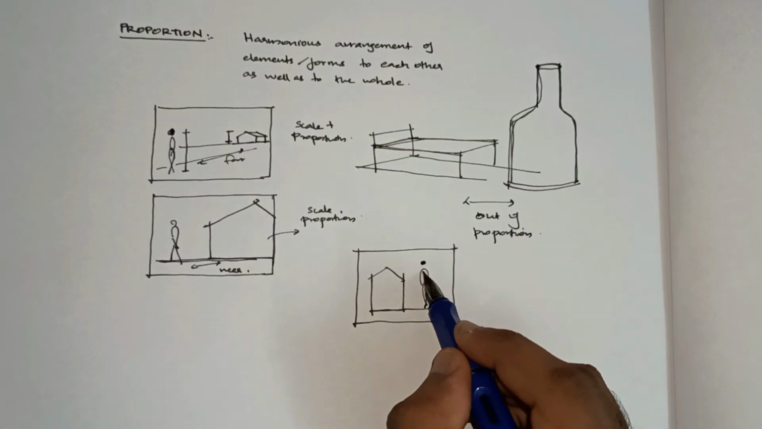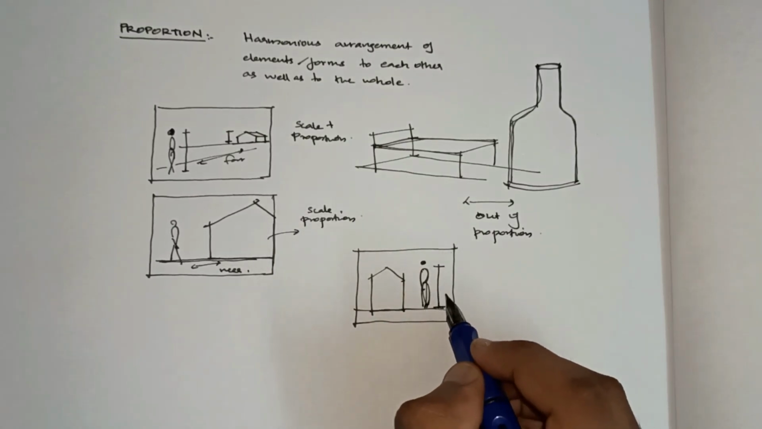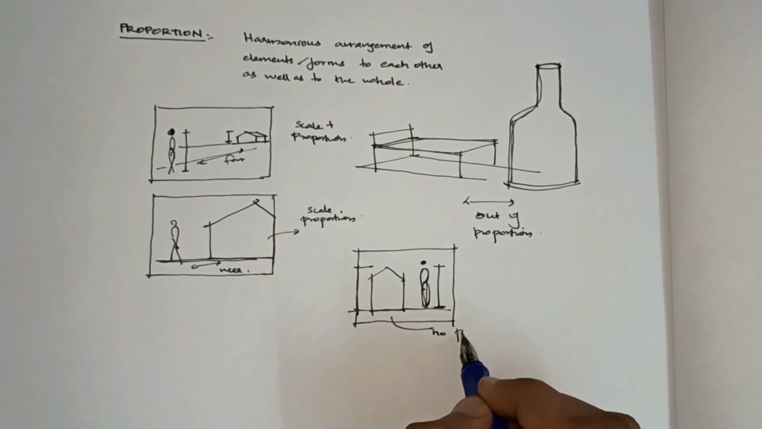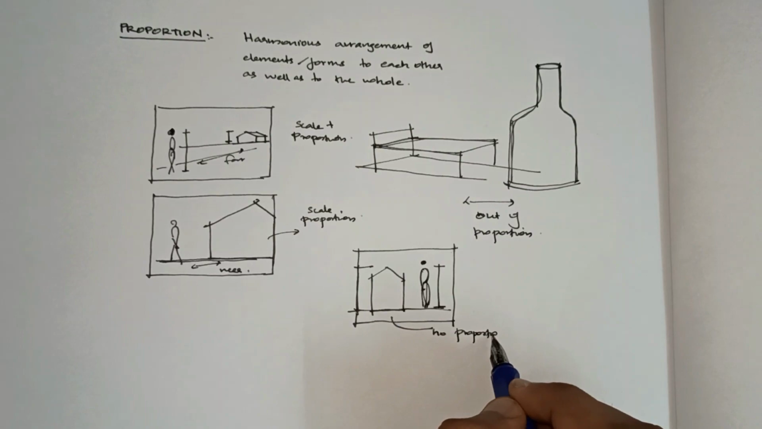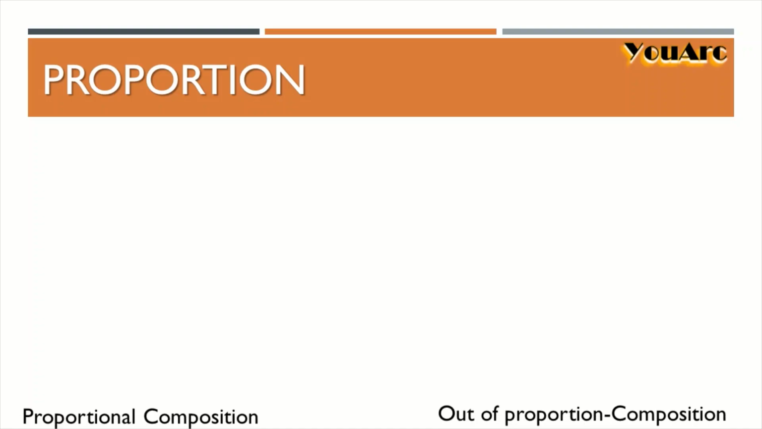visually try to place a human being nearby it. So you have to say that here in this case there is no proportion, right? So now let's look into the examples of proportion in a composition. First we look into the proportional composition and then into the out of proportion composition.